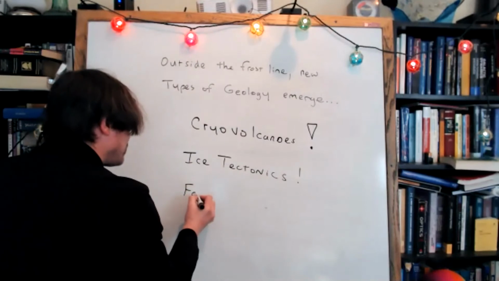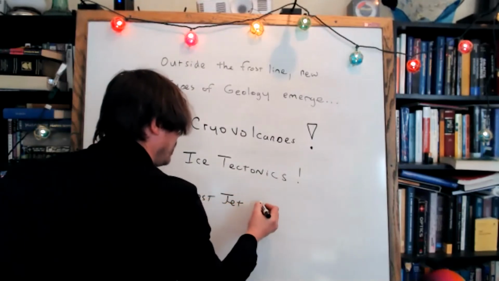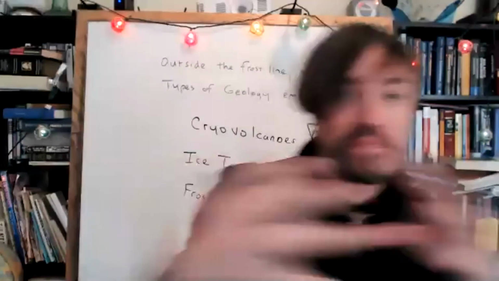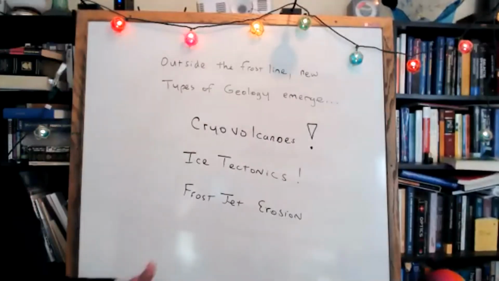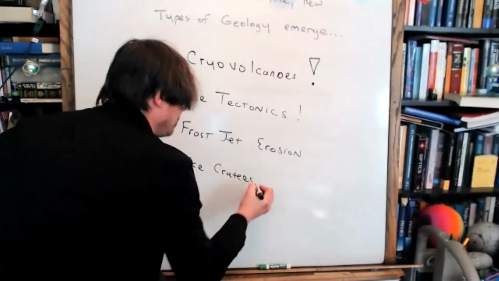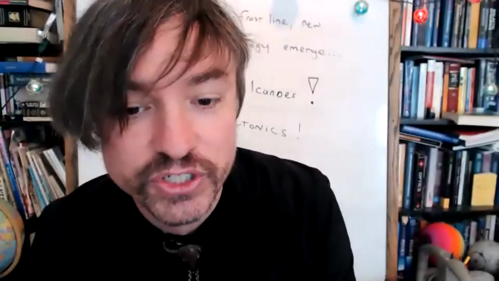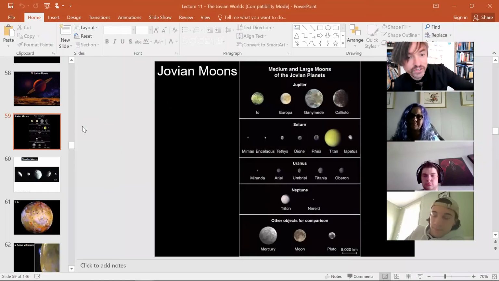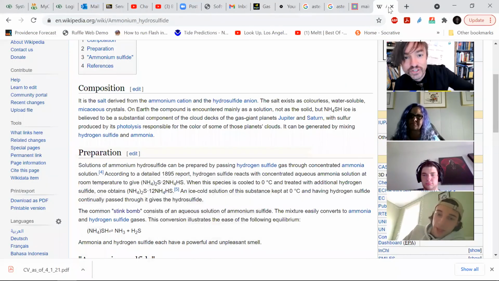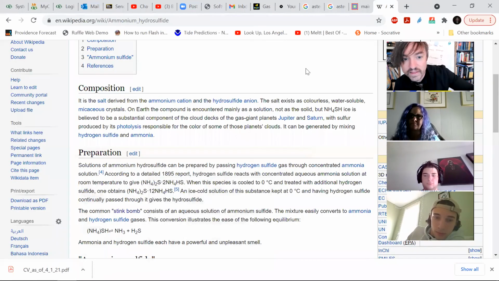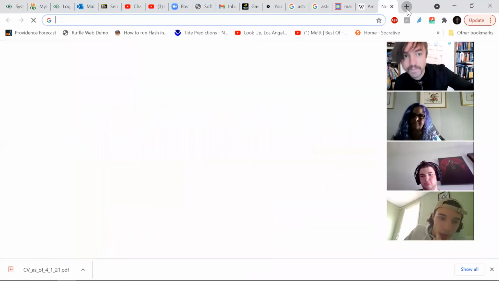There's even frost jet erosion. And you guys saw some examples of that in last week's lecture, when gases sublimate and blast across the surface of the planet. And then lastly, we're also going to see ice craters. In fact, do you remember earlier how Austin was bamboozled by the fact that the ice was shiny on the moon Ceres? Do you want to know why that ice is so shiny, Austin? Why is the ice shiny on Ceres?